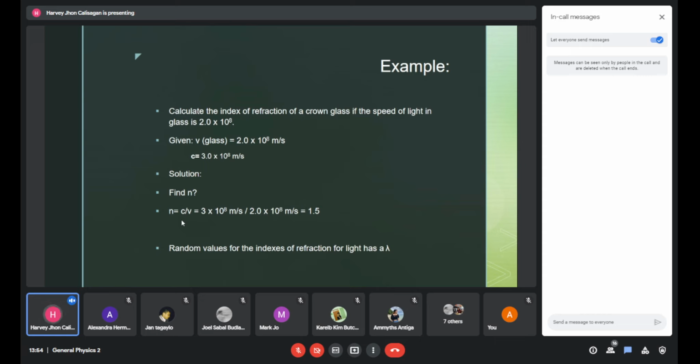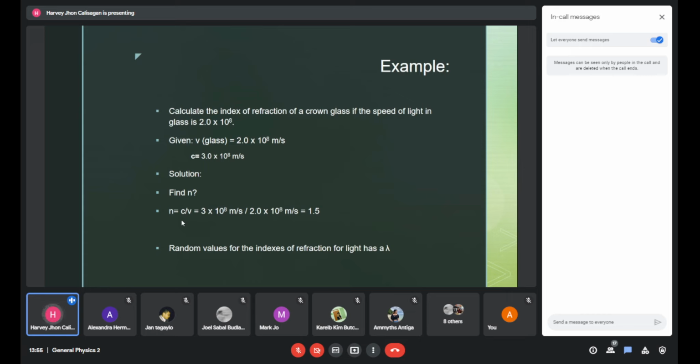So, we have a given, which is the glass, that has a speed of 2.0 times 10 to the power of 8 meters per second. And then also our speed in a vacuum, so we have 3.0 times 10 to the power of 8 meters per second. To find our answer here, just substitute the given values using the formula n is equal to c divided by v. So we have 3.0 times 10 to the power of 8 meters per second divided by 2.0 times 10 to the power of 8 meters per second. And then after dividing the two, you'll get the answer of 1.5. Okay.